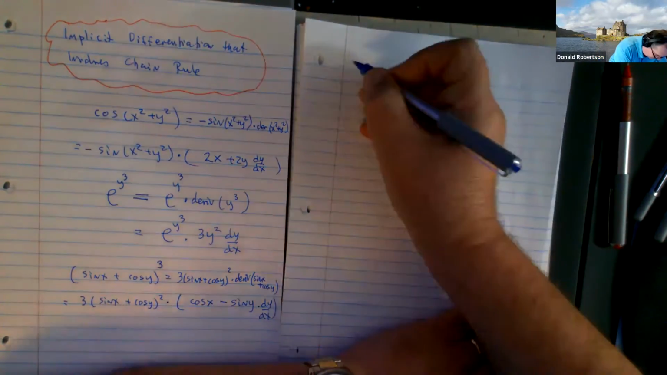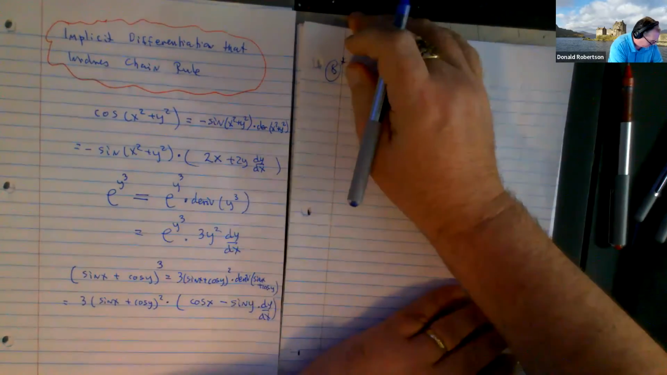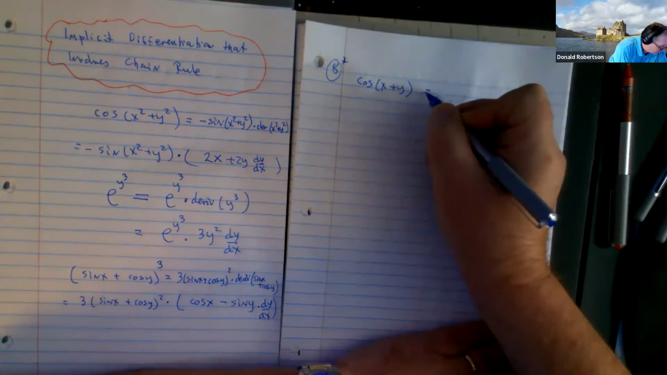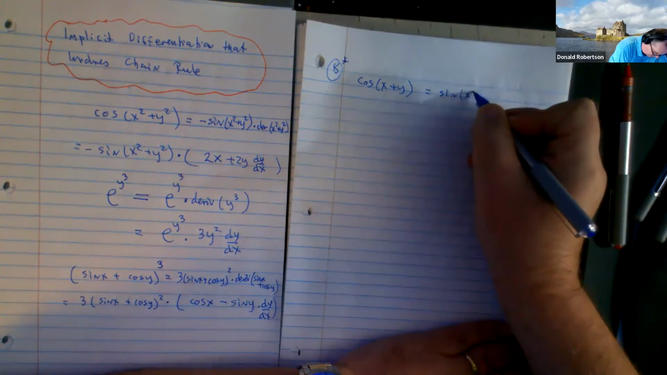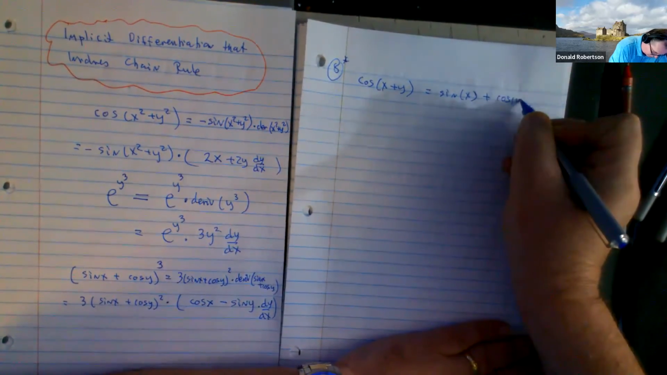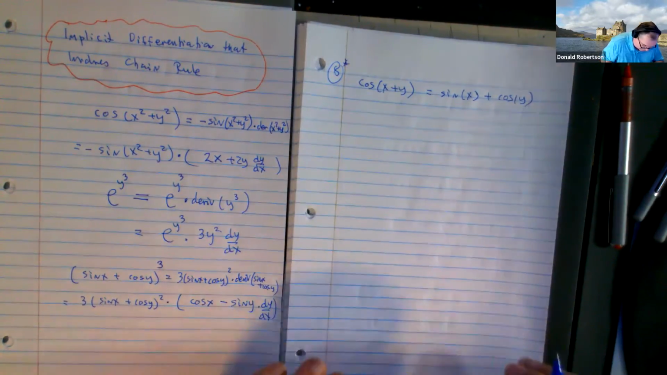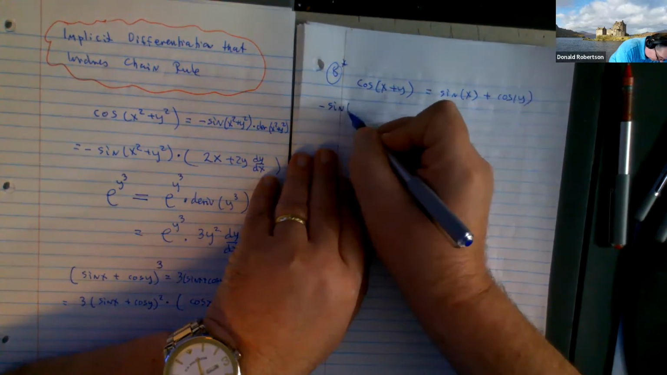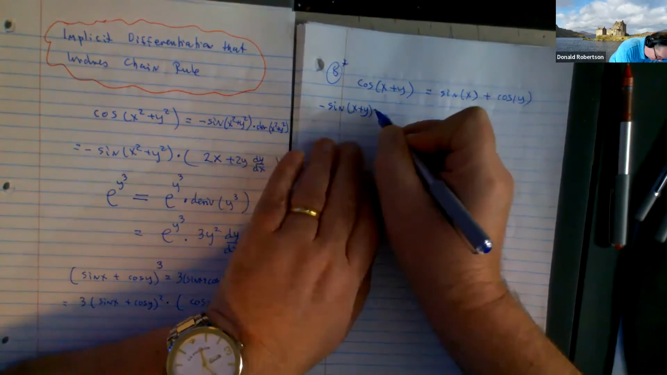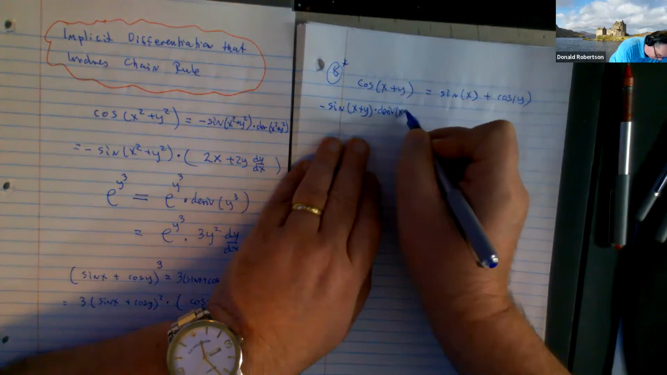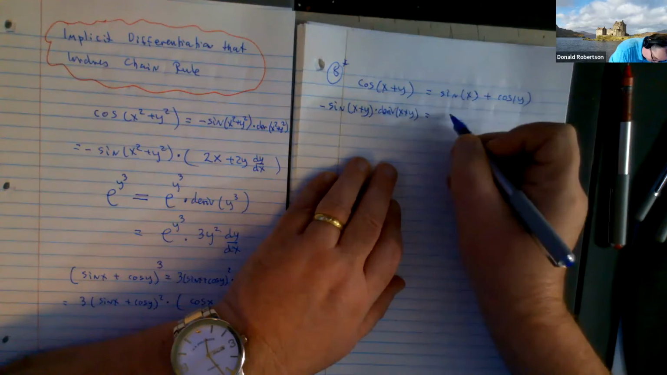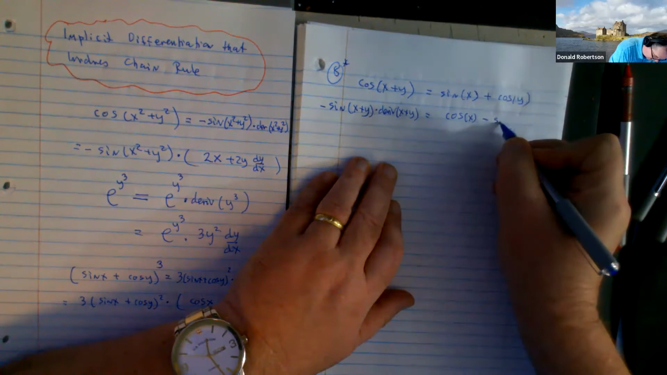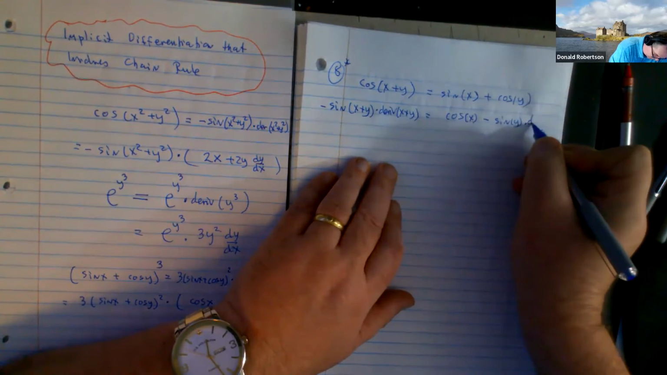Right, let's put one of these into practice. This is question 8. Cosine of x add y is going to be equal to the sine of x plus the cosine of y. If you differentiate the cosine of x add y, you get negative the sine of x add y times the derivative of x add y. If you differentiate a sine, you get a cosine. If you differentiate a cosine, you get negative the sine of y times the derivative dy by dx.